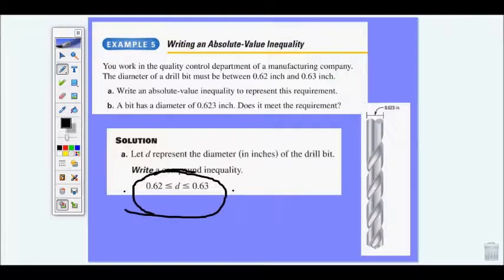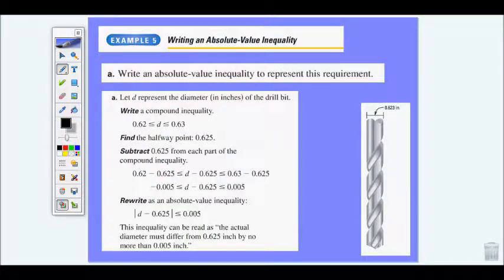So if we move to the next slide, there we go. If we find the halfway point between the two of those, that would be 0.625. And if we subtract that from each part of the compound inequality, we can rewrite the absolute value inequality as the absolute value of d minus 0.625 is less than or equal to 0.005. So this inequality can be read as the actual diameter must differ from 0.625 inches by no more than 0.005, or 5 thousandths of an inch.